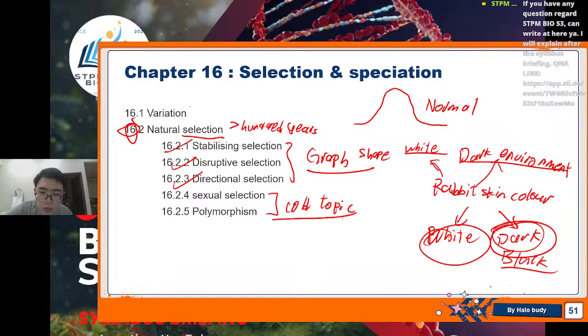I think in examination it also hasn't come out, until now it hasn't come out. But in the Oxford textbook, it also writes only a detail, a little explanation only. In Campbell, I think sexual selection is there. It talks about sexual selection. But polymorphism, Campbell doesn't mention at all.